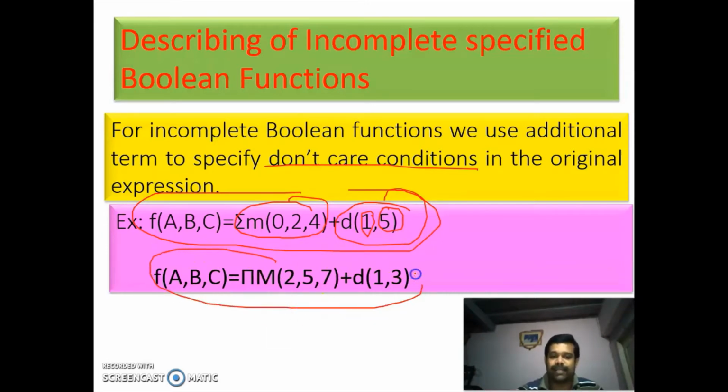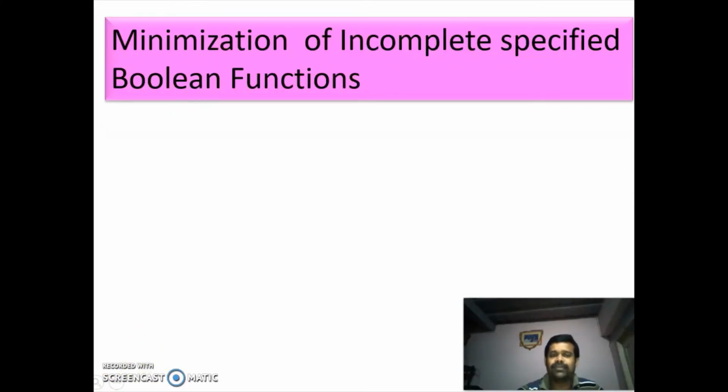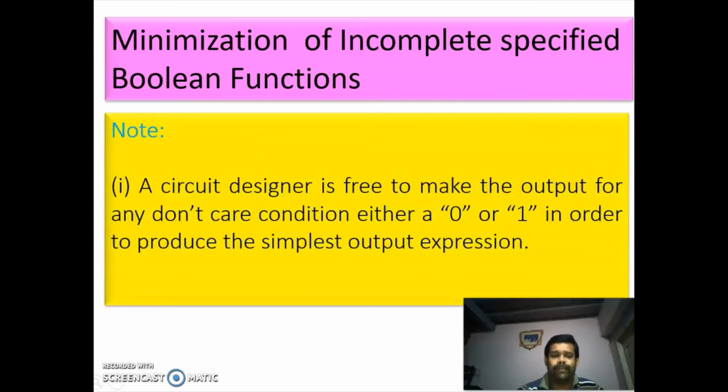Similarly, this expression is a POS expression. In this POS expression, this d is don't care, and this is the maxterm. So how to minimize the incompletely specified Boolean function?